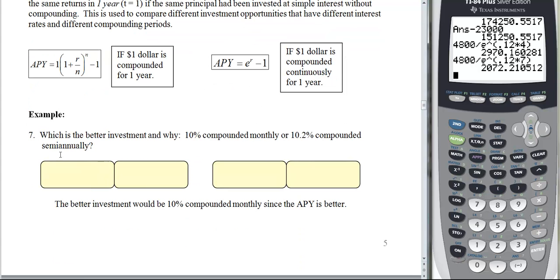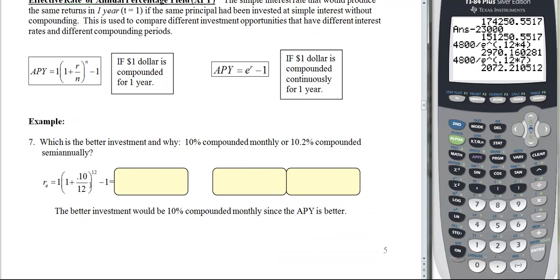So in this example, which is the better investment and why? 10% compounded monthly or 10.2% compounded semi-annually. This one's being compounded more than this one, but this is a higher interest. So let's see. So the first thing I'm going to do is put everything where it needs to go. Whoa, it jumped on me. In my formula. So I'm using this one because I do not see anything said about continuous.